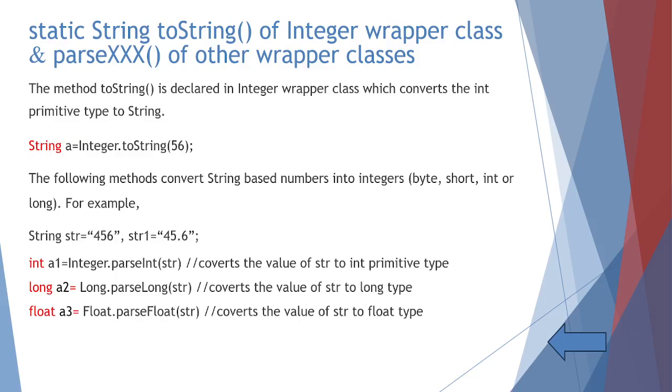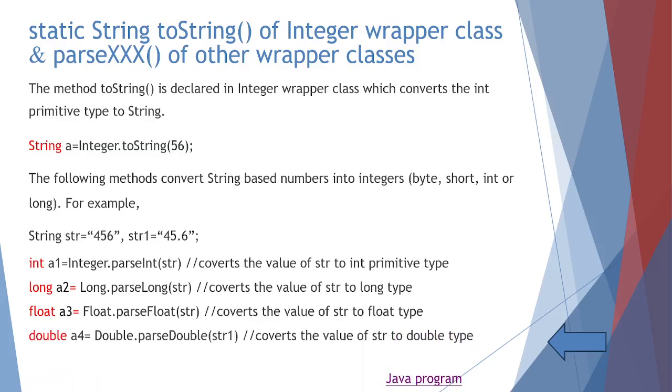Similarly, we can use byte, short also, or float. See this, parseFloat, if we send str, 456.0 will be returned to A3. Or we can use str1, that is 45.6, converted to double with Double.parseDouble and stored in A4. So parseXxx methods, parseInt, parseLong, parseFloat, parseDouble, these are declared in different wrapper classes. Let's see a Java program.